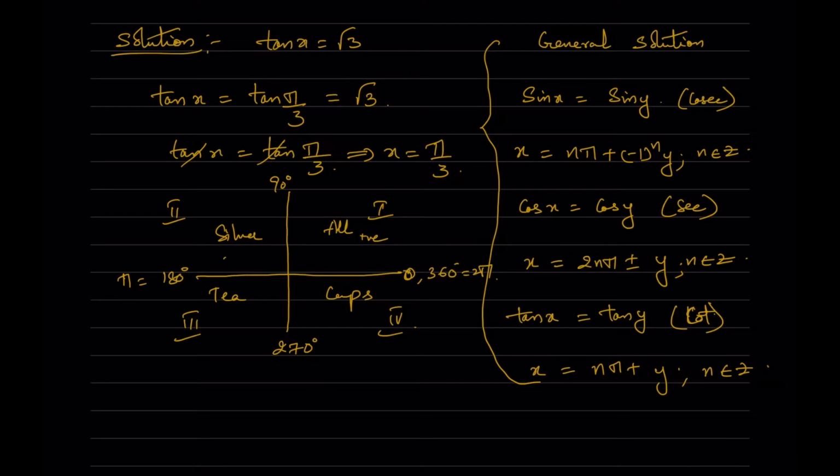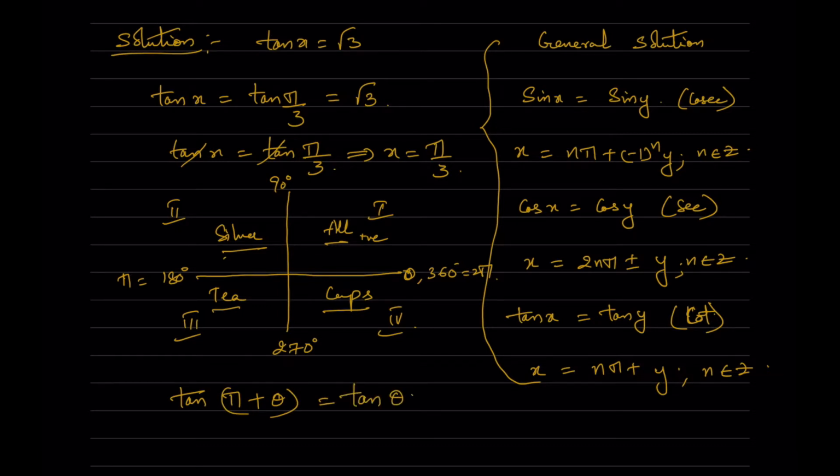So you know that this is how we remember it: all silver tea cups. So when we remember it in this way, you also know that tan of pi plus theta is equal to tan theta, isn't it?